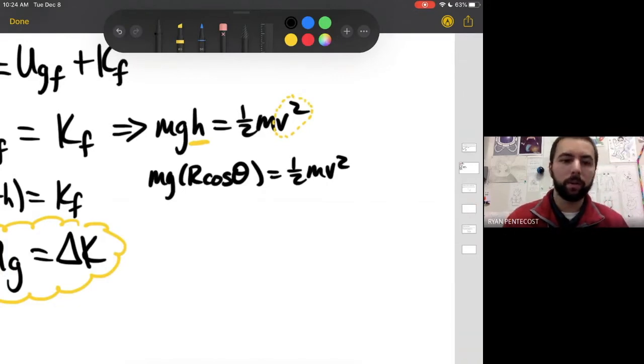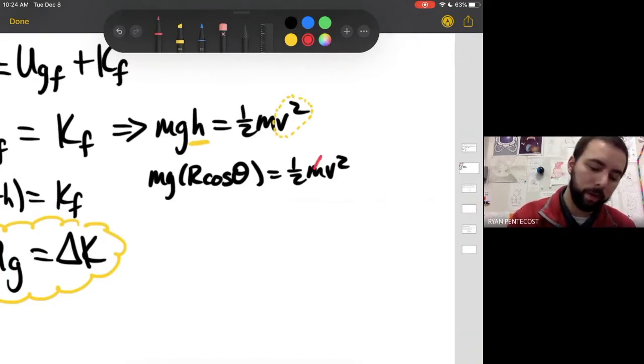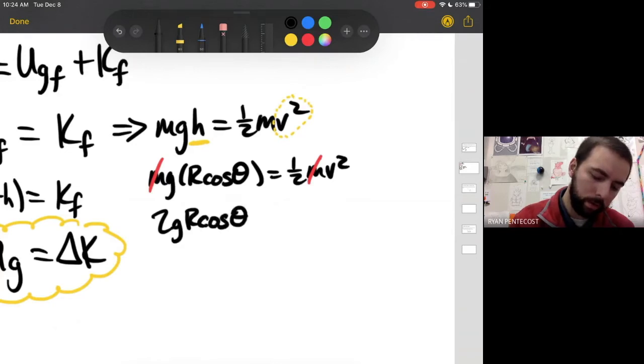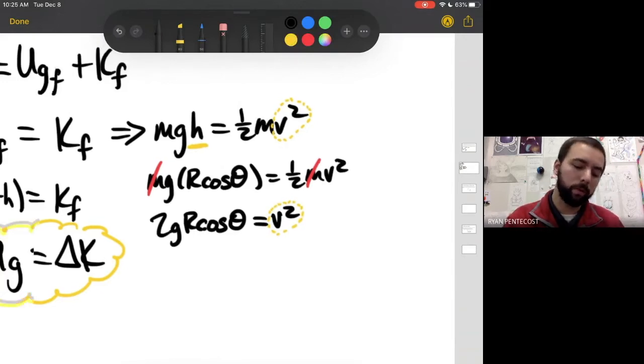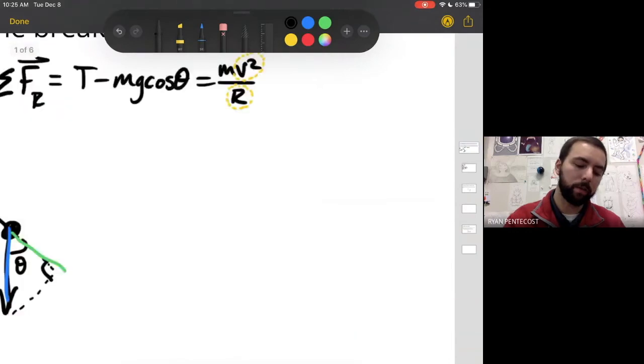Now we just need to solve for velocity. We can get rid of the m's, multiply by 2, and I think you're done. 2gr cosine theta equals v squared. That's our v squared, and it is in terms of the radius. How convenient. So when we plug it into our original equation, it'll actually cancel that. So that's going to be nice.